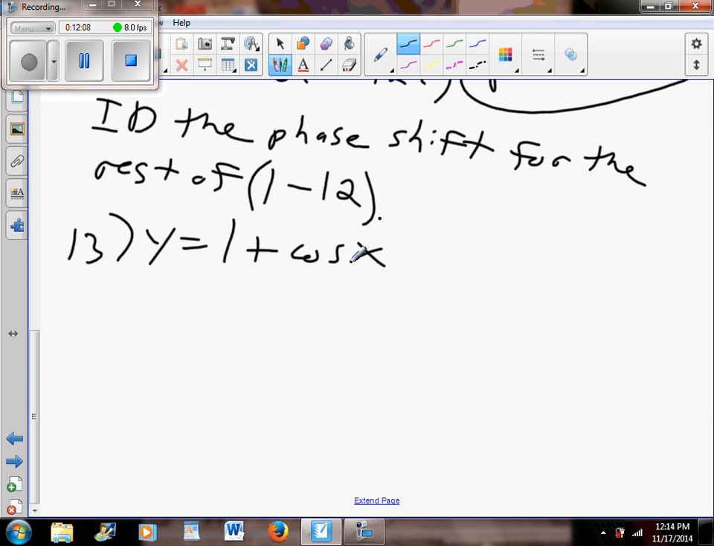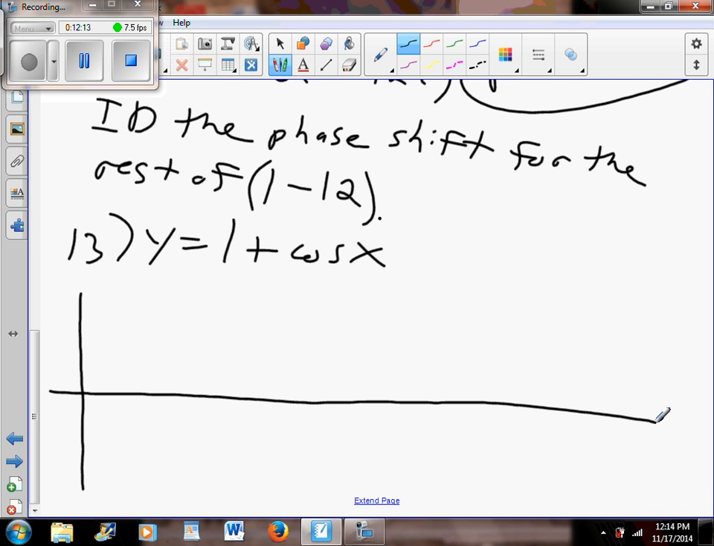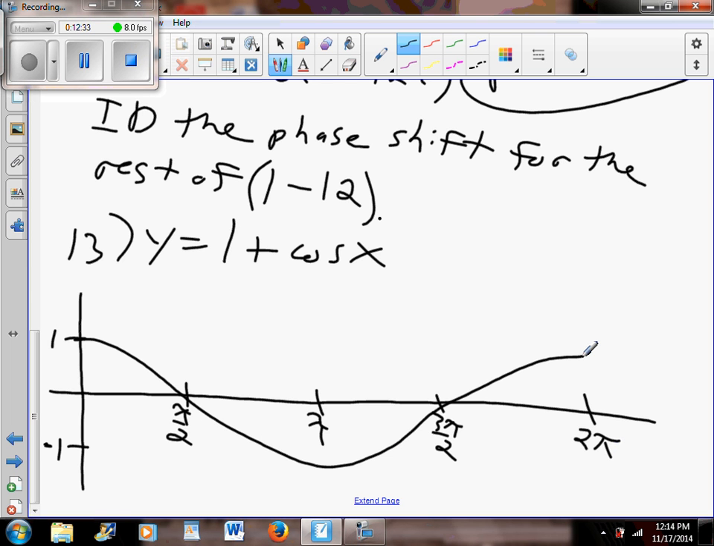And to see what's going on here, your standard cosine curve, we'll call this 1, negative 1, pi over 2, pi, 3 pi over 2, 2 pi. Standard cosine curve, you should know, does this. What does 1 plus cosine x mean? That means I'm going to raise every ordinate, or the y value, that cosine x kicks out. We're going to add 1 to it.